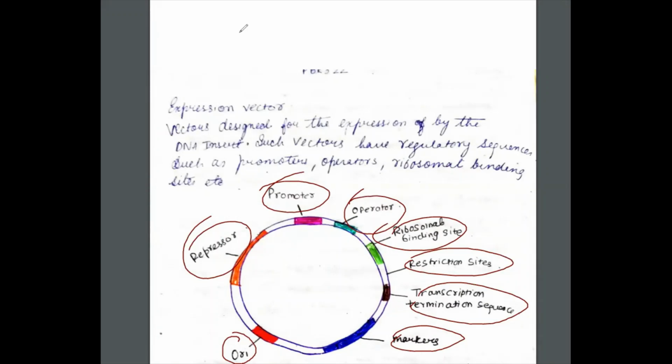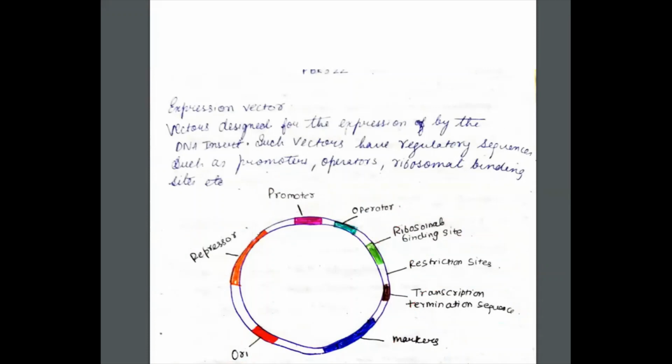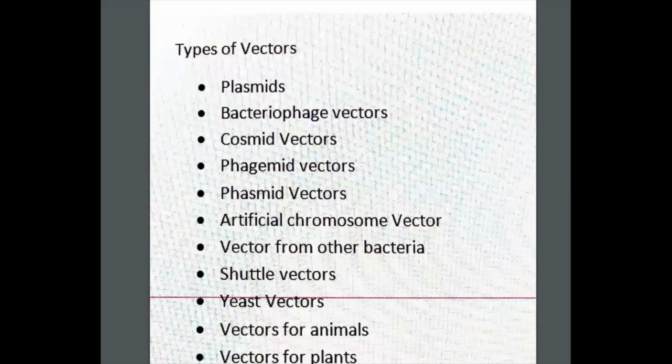So this is your expression vector. Hope you understood cloning vector and expression vector. In the next video, we will deal one by one with all the types of vectors, with a detailed explanation of each: plasmids, bacteriophage, cosmid, phagemid, artificial chromosome vectors, vectors from other bacteria, shuttle vector, yeast vector, vectors for animals, and vectors for plants. Keep in touch, check the playlist to learn more.